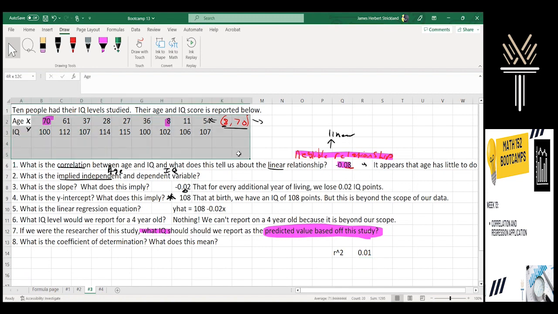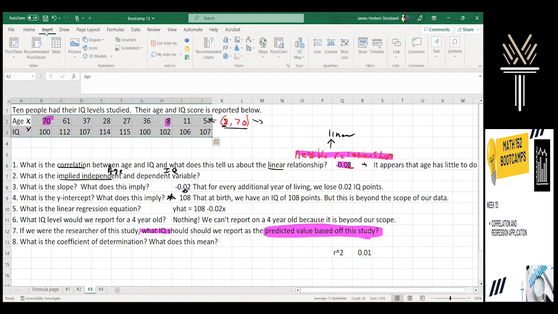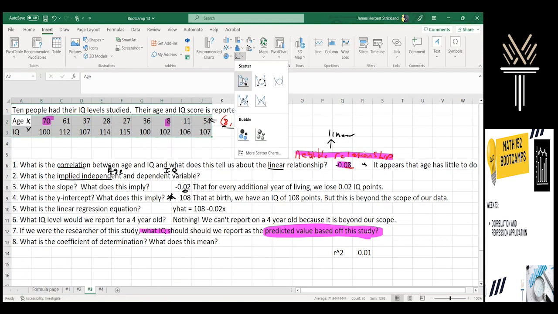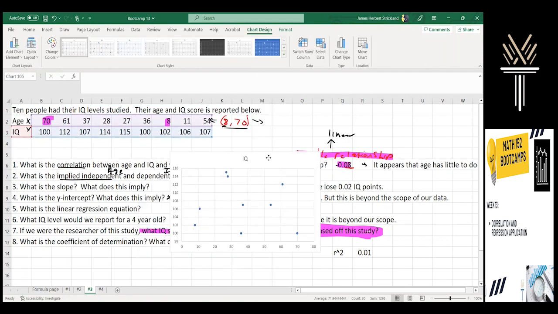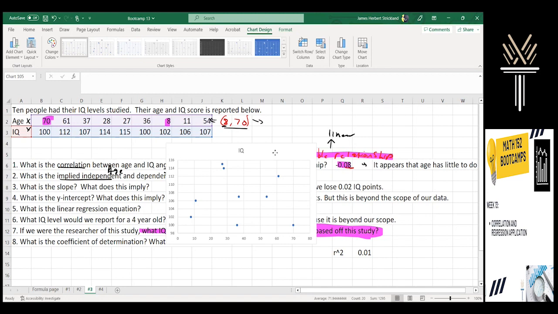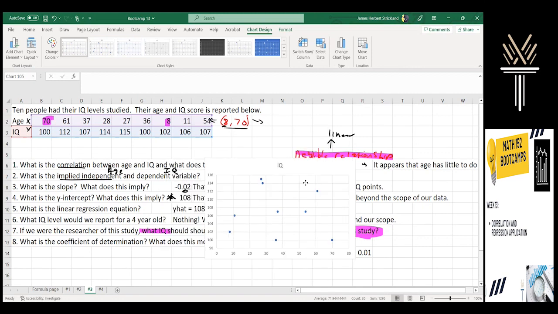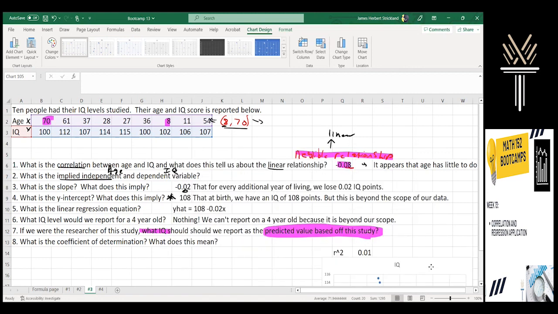Let's get our scatter plot. Go insert a scatter plot. And look at that. That scatter plot is really random. A scatter plot should be relatively uniform and following either an upward or downward pattern. So the scatter plot is also terrible and trashy.